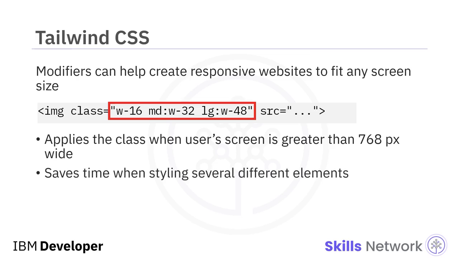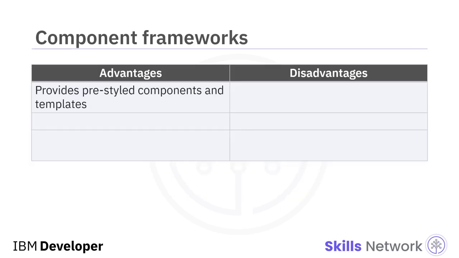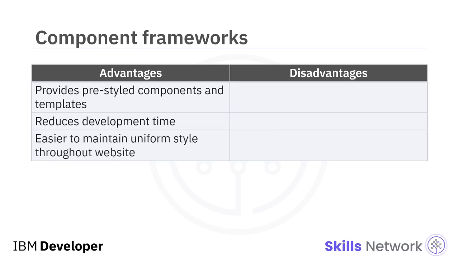This saves developers a lot of time when styling many different elements, allowing them more time to focus on the back end. It also provides them the freedom to style elements however they want. Component frameworks provide pre-styled components which can be easily added to your code. This results in the ability to develop well-styled websites rapidly as significantly less time needs to be spent styling each element. It also makes it easier to keep all related elements styled uniformly, as you can simply choose the same or similar styles each time.